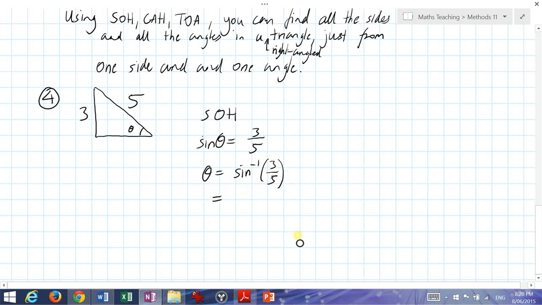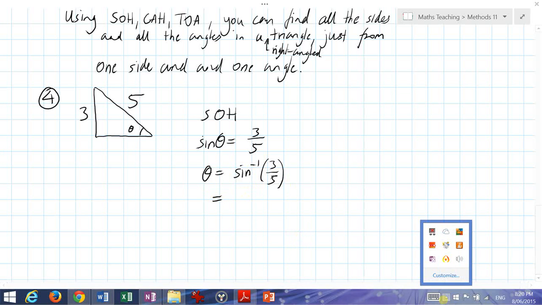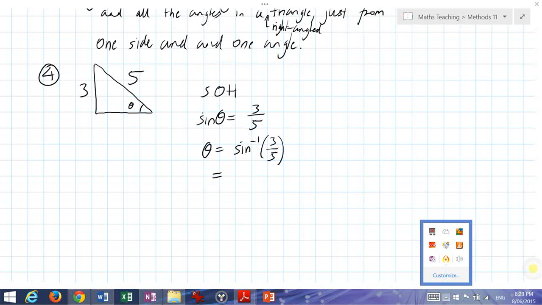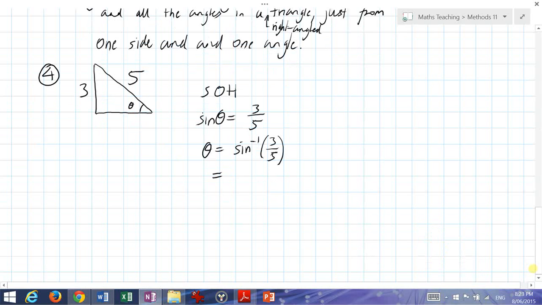On your calculator, you work that out to be 36.87 degrees. That would be the answer if the question said, give your answer to 2 decimal places. If it said give as an exact answer, then the exact answer is inverse sine of 3 on 5, which is the angle 36.87 degrees approximately.